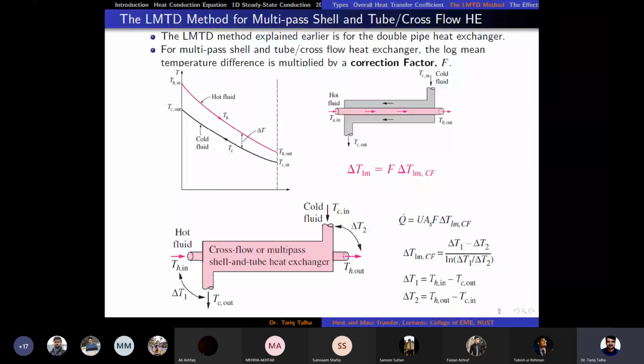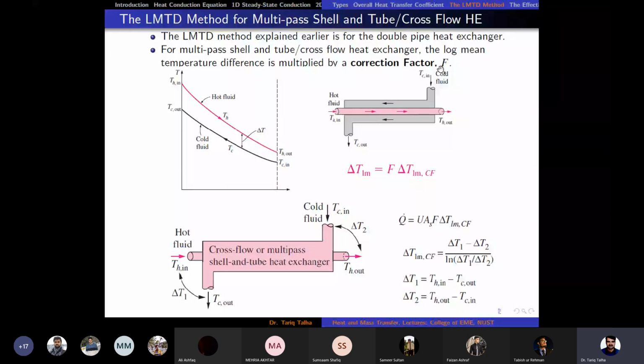So what is that correction here? The LMTD method explained earlier is for the double pipe heat exchanger only. For multi-pass shell and tube or cross flow heat exchangers, the log mean temperature difference is multiplied by a correction factor. So people have found out that if we multiply it with that correction factor, then we would be able to roughly predict the value of heat transfer, right? So the correction factor is represented by F.